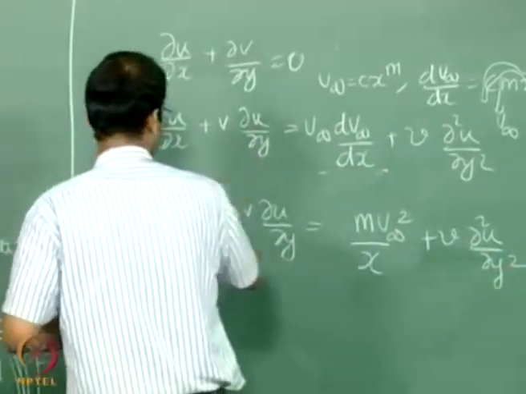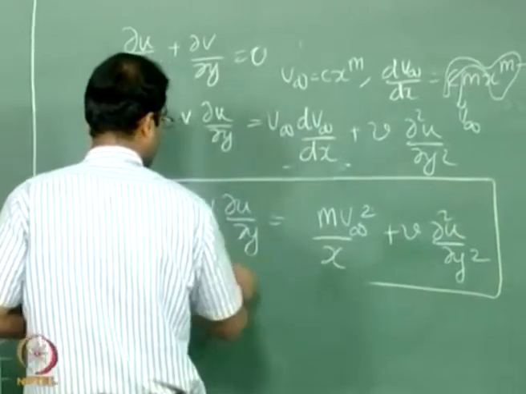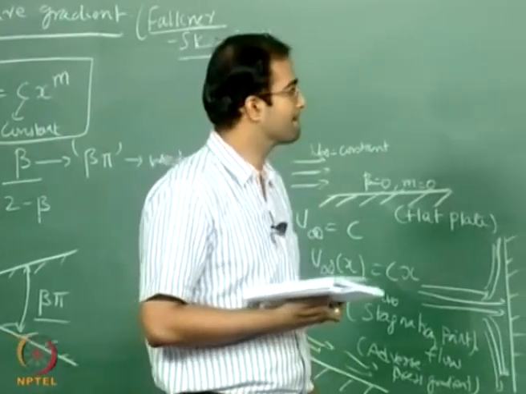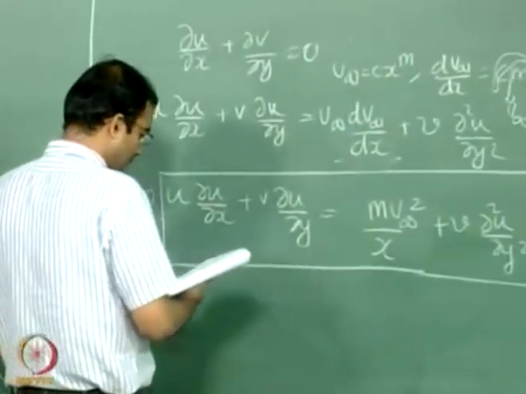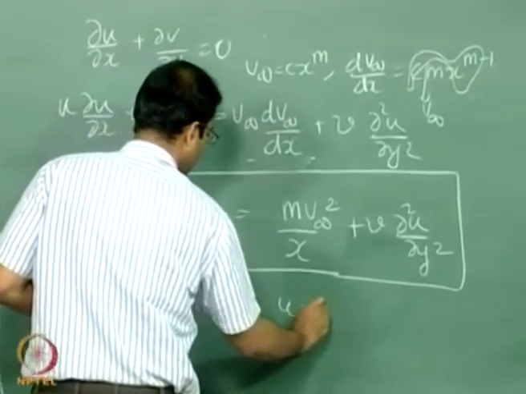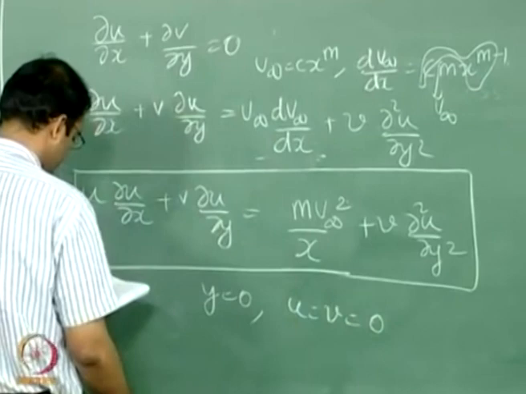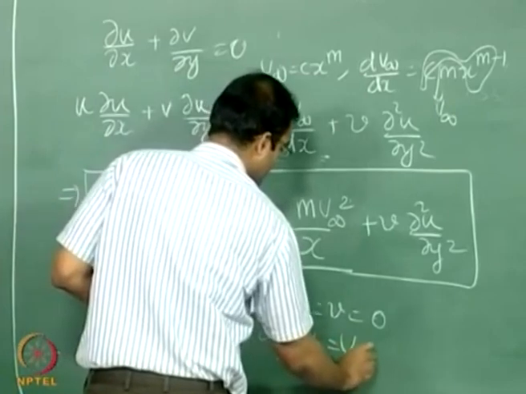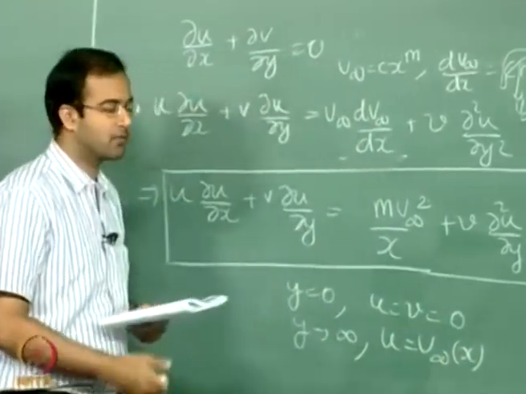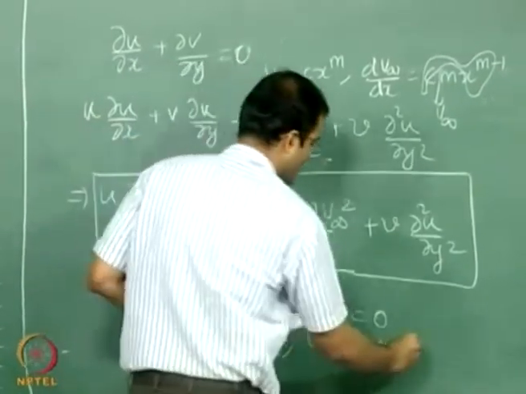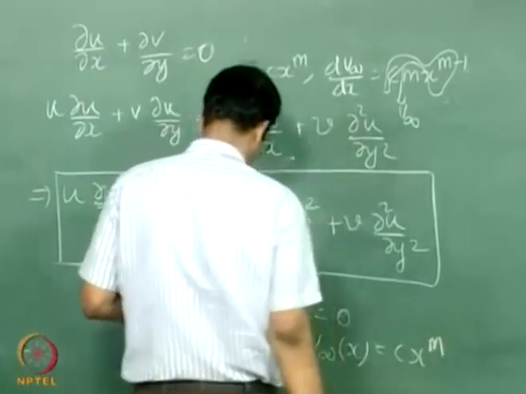So this is the form of the momentum equation that I will be working with for the Falkner-Skan flows. Now, what are the boundary conditions? At y equal to 0, u and v will be 0, the no slip boundary condition, and as y goes to infinity, u approaches the free stream velocity. Now be careful, your free stream velocity is a function of x, it is not a constant anymore, which is actually of the form c x power m.